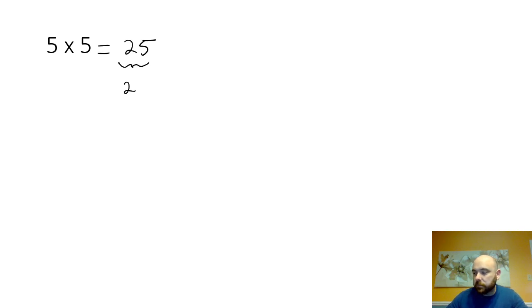So if we're going to round 25, which has 2 significant figures, to just one significant figure, we need to decide whether to change our 2 to a 3 or not. The 5 is 5 or higher. That's going to change our 2 to a 3 and cause our answer to become 30. So the answer to 5 times 5 with the correct number of significant figures is actually 30.